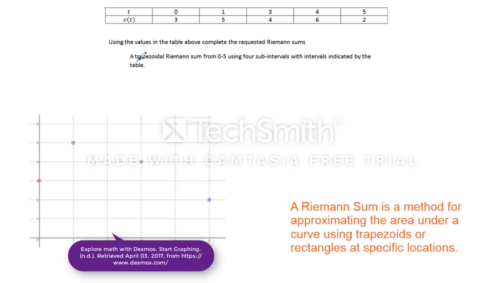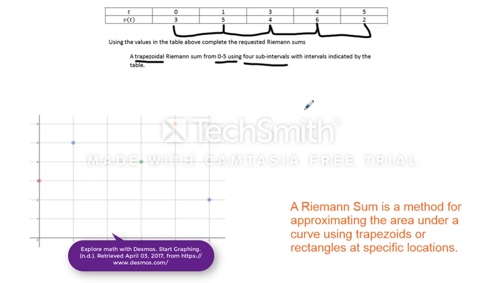Our last Riemann sum is a trapezoidal Riemann sum. A trapezoidal Riemann sum, as we can probably imagine, is the result of adding up trapezoids along our graph or along our table of values. So similar to the left and right, we're going to be doing 4 subintervals from 0 to 5 in this particular case. So I can go ahead and draw those intervals in so I can get a better idea of what this is actually going to look like.